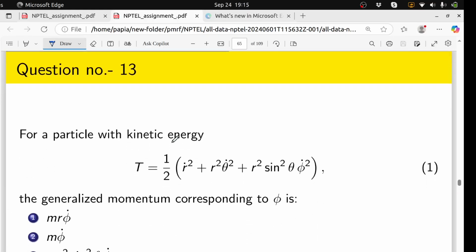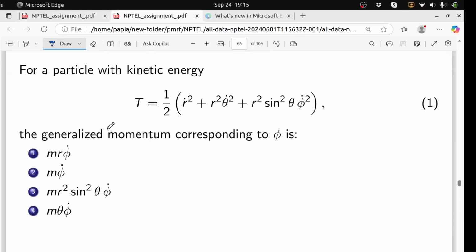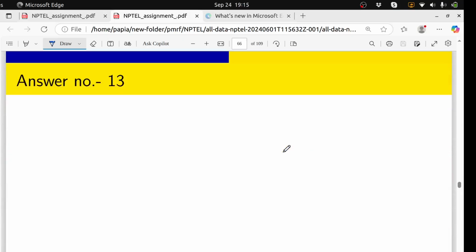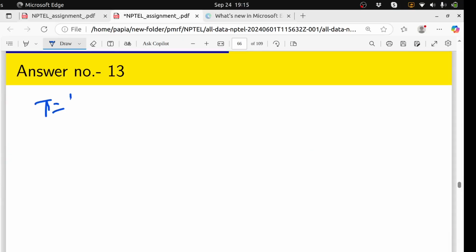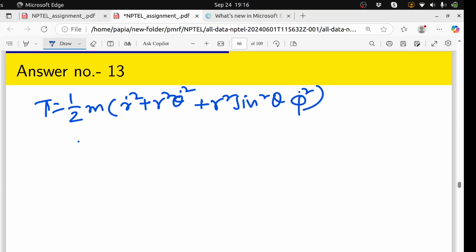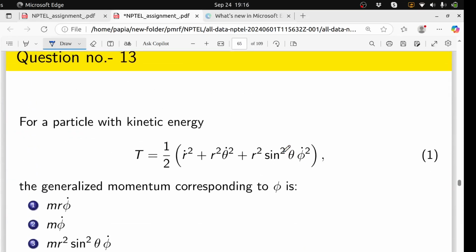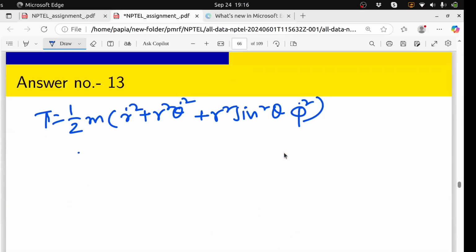For a particle with kinetic energy T, which is half m (r dot square plus r square theta dot square plus r square sin square theta phi dot square), the generalized momentum corresponding to phi is how much? Generalized momentum corresponding to phi. Okay, so what is here? T is half m (r dot square plus r square theta dot square plus r square sin square theta phi dot square). So the generalized momentum corresponding to phi.